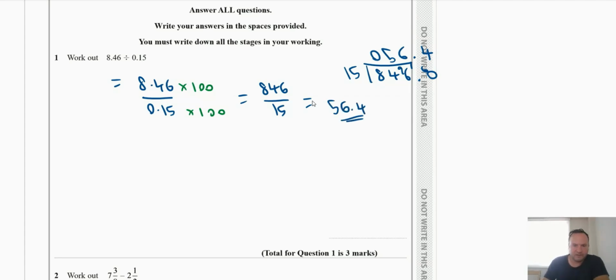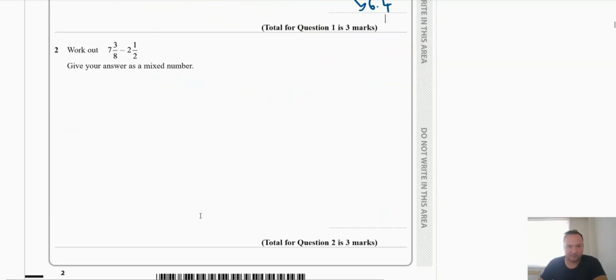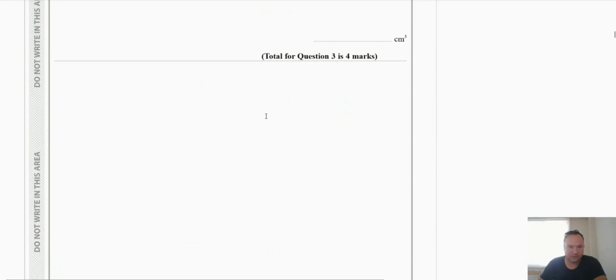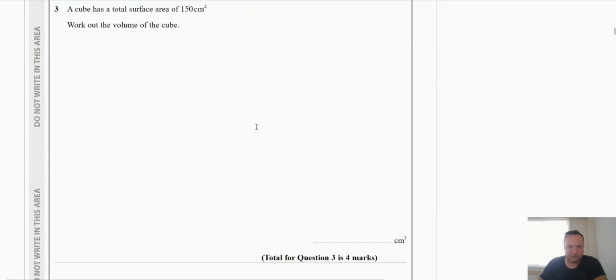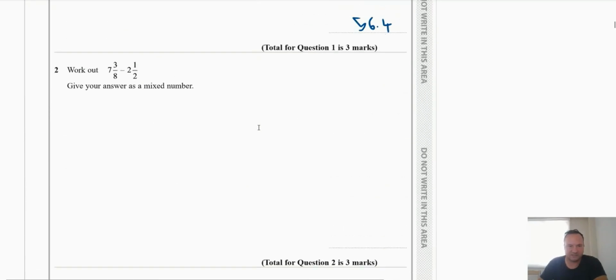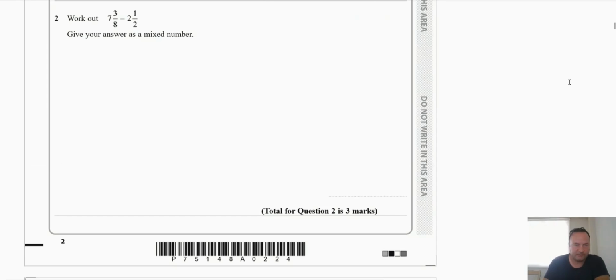We want to make sure as well that we're getting these earlier questions correct. We want to make sure that we're getting full marks for anything up to question number 3, because really, these are the easy questions. This is really where you want to be getting the maximum marks.